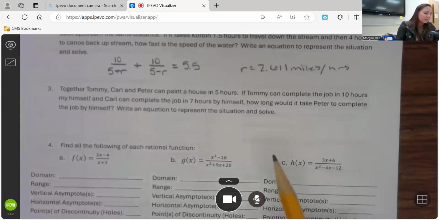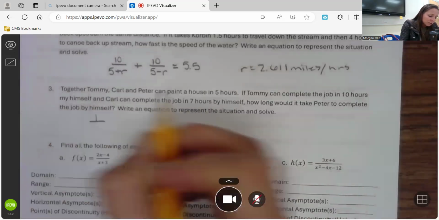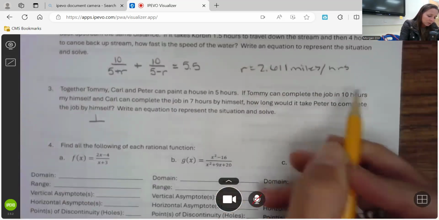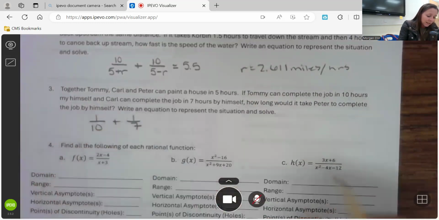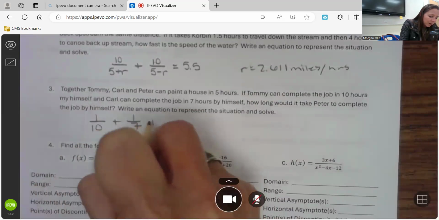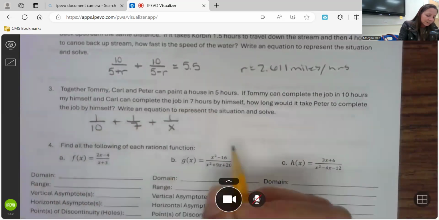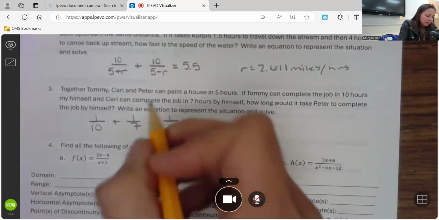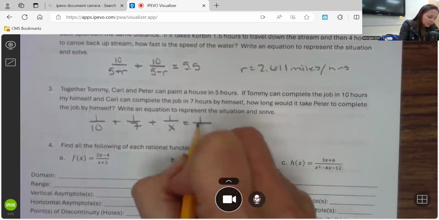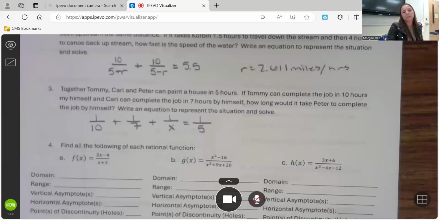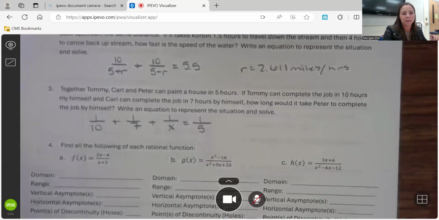All right, so this is kind of like number 1. We put 1 over each person by themselves. So Tommy can do it in 10 hours, plus 1 over 7 for Carl. We don't know Peter, so I'm going to put 1 over X. That's what I'm actually trying to find. Equals 1 over what they do together. Together, they can do it in 5 hours. All right, so now we need to solve for Peter.